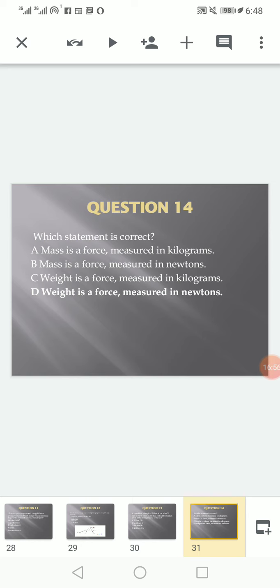Mass is a force measured in Newton. Mass is not a force. Weight is a force measured in kilogram. Weight is a force, but it's not measured in kilogram. But the correct answer is weight is a force measured in Newton. So the correct answer to this question is option D.